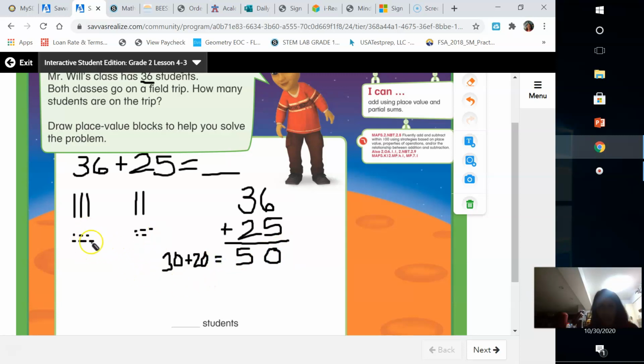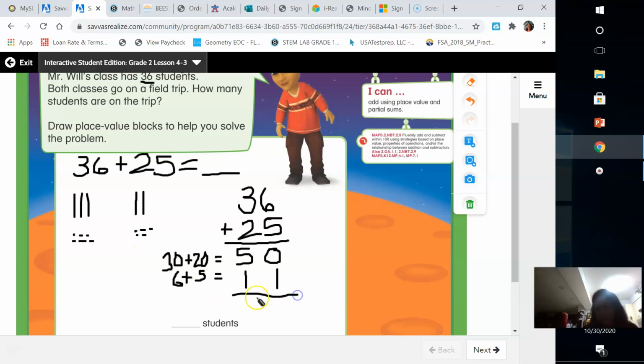Now we're going to do the same thing with ones. We have 6 ones over here, and we have 5 ones over here. All together, we have 11 ones. These are our partial sums. This is the tens, 10, 20, 30, 40, 50. This is the ones, 1, 2, 3, 4, 5, 6, 7, 8, 9, 10, 11.